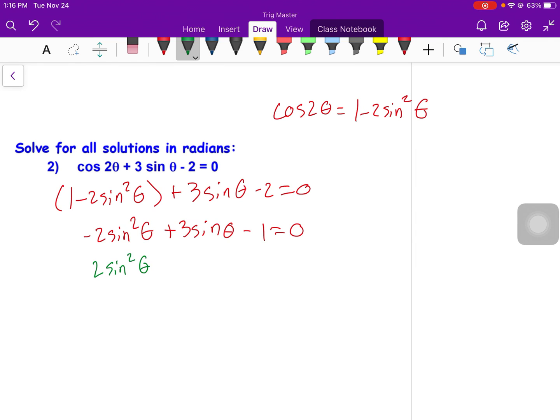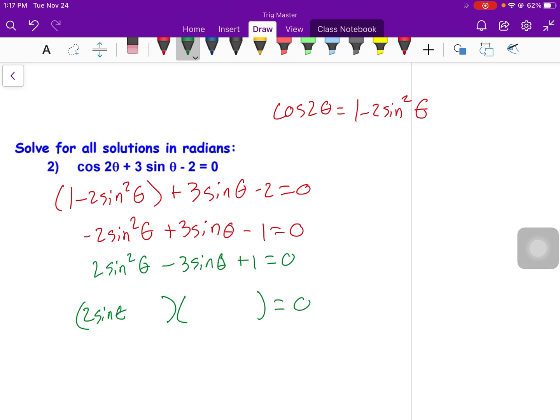But what's going to happen is I'm now going to have positive 2 sine squared theta minus 3 sine theta plus 1 equals 0. Okay, I multiply everything by negative 1. You could say you added the negatives over and subtracted the positives over. It gives you the same thing. But by doing this, I get something that I can actually factor.